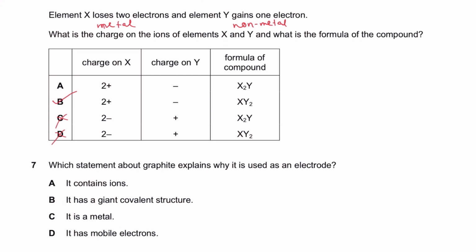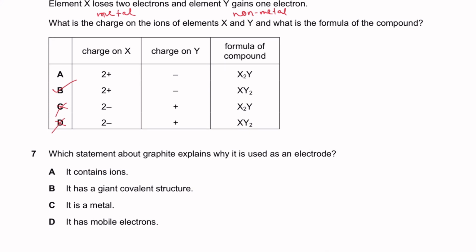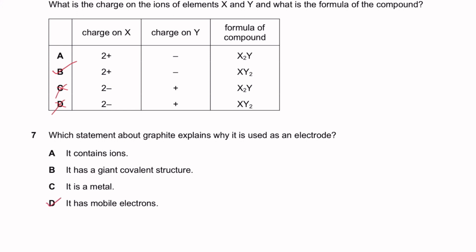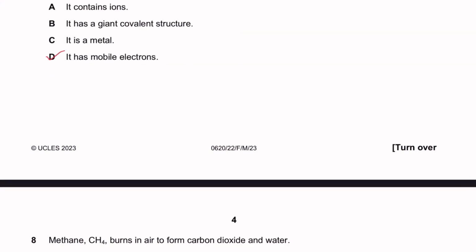Which statement about graphite explains why it is used as an electrode? So the answer is D, because it has mobile electrons, so it can conduct electricity, and that's why it's used as an electrode.